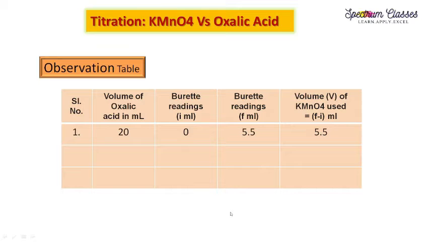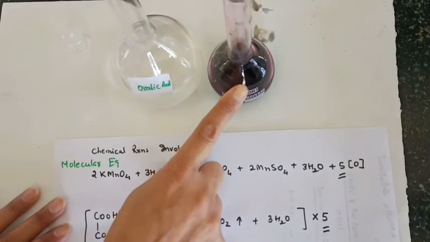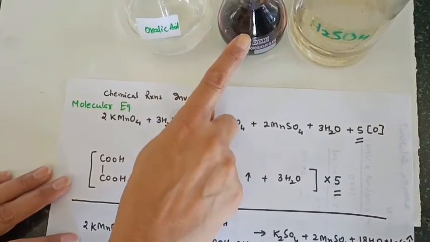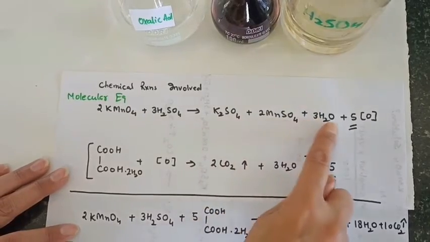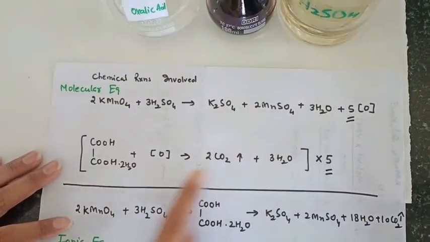Now I will show you the reactions, how this reaction proceeds. This is KMnO4, H2SO4. The reaction proceeds in the molecular form. Here is the nascent oxygen.